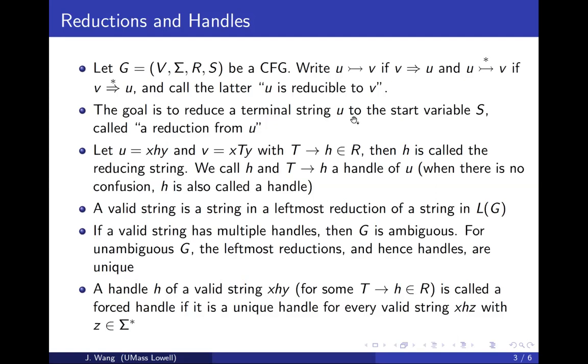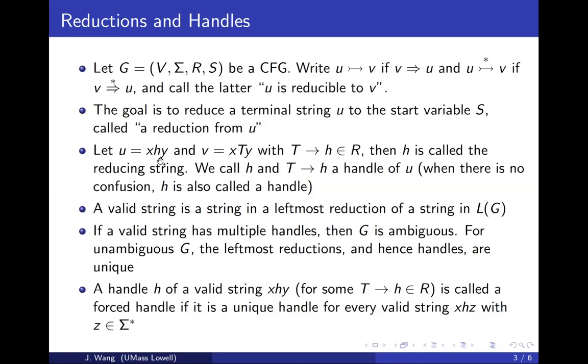Our goal in parsing is to reduce a terminal string U to the start variable S. And then we call this a reduction from U. The reason we call it reduction is because each time we reduce the length of the string, more or less. So each time we reduce the length until we reduce to one variable, which is S. All right, so that's called reduction from U.